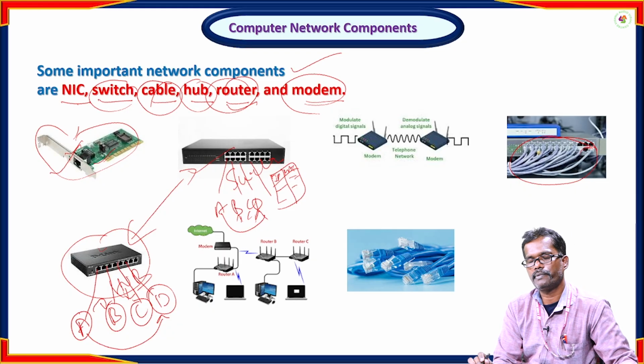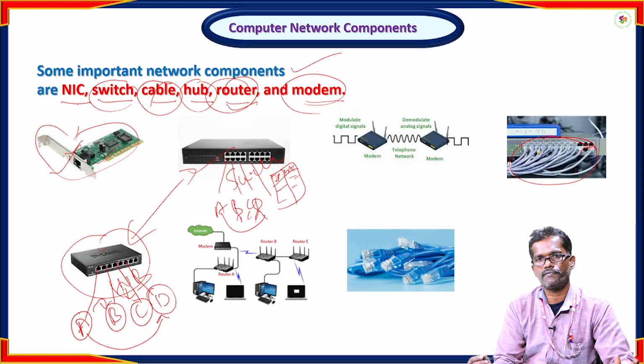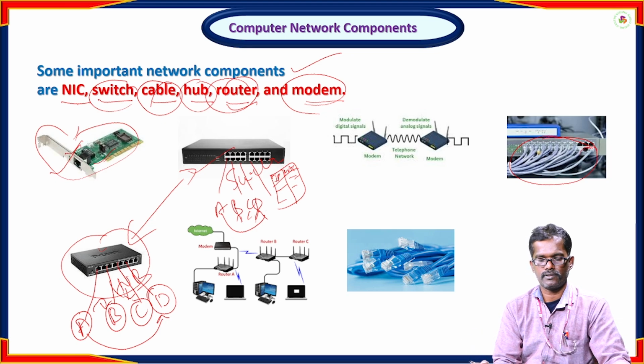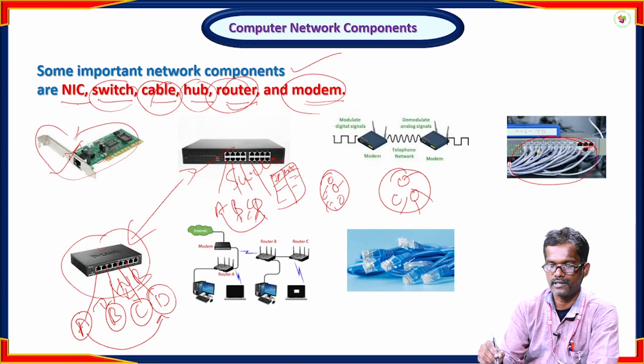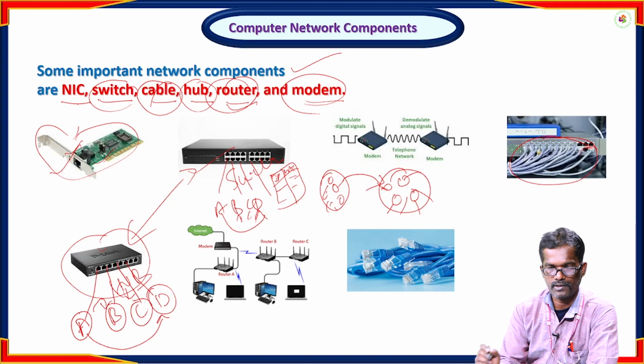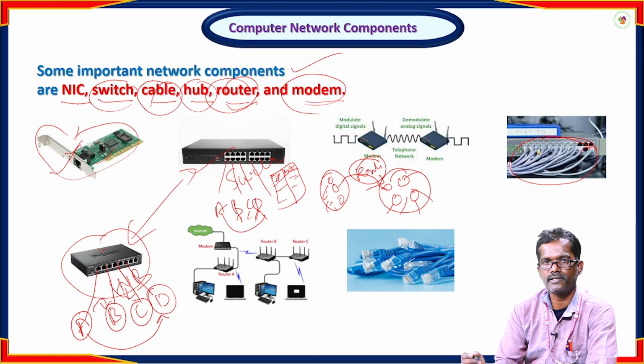A router is an intermediary for transferring information from one network to another network. Suppose this is one network which has a few systems inside it. This is another network which also has some systems or some internet network. We need to transfer some message from here to here, but you cannot access it directly. But with the help of the router, we can send and receive messages between different networks.